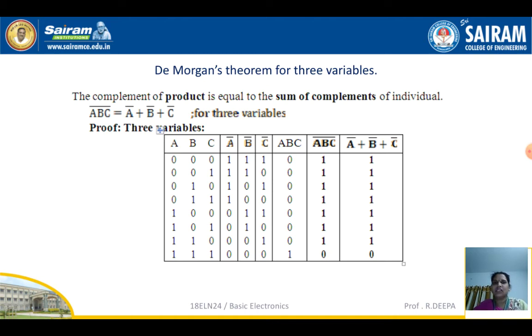In the same way you can define it for three variables. If there are three variables a, b, c, the first De Morgan law you can write as a b c whole bar is equal to a bar plus b bar plus c bar. You can prove it by taking all the combinations of a, b, c, and we can prove it with the help of this table. This table we'll call the truth table, in order to prove De Morgan's theorem for three variables.